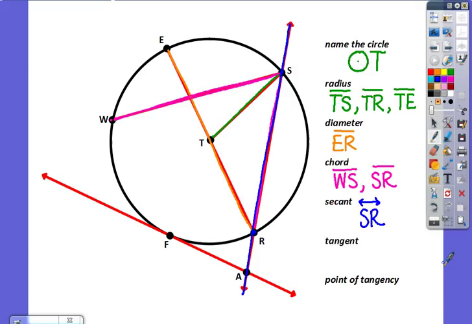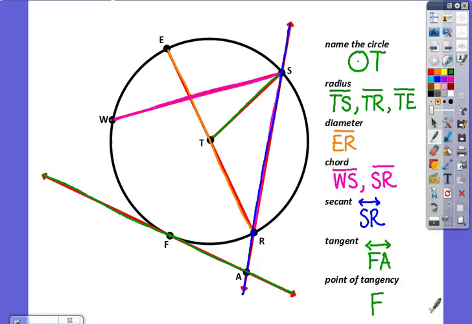And then your tangent is also a line. This is the one I intended to be the tangent line because it's touching the circle only in one point. So we could call that line FA, line AF. You have to have 2 points to name a line. And then the point of tangency, where this line meets the circle, is point F. And remember, to name a point, we just use a capital letter and call it good.